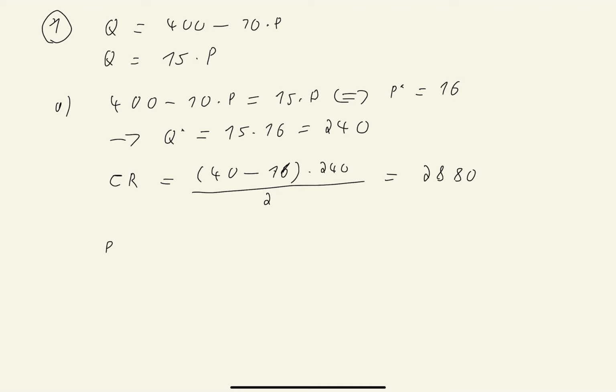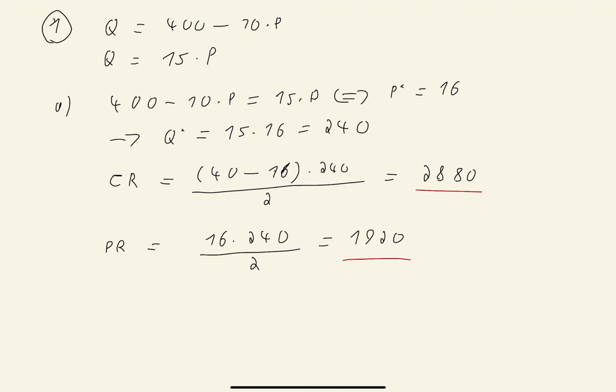So let's come to the producer rent. The producer rent is equal to 16, the equilibrium price, times the quantity which is traded in equilibrium, 240, divided by 2. If you calculate this, you get 1,920. So those are the consumer rent and the producer rent for this economy.